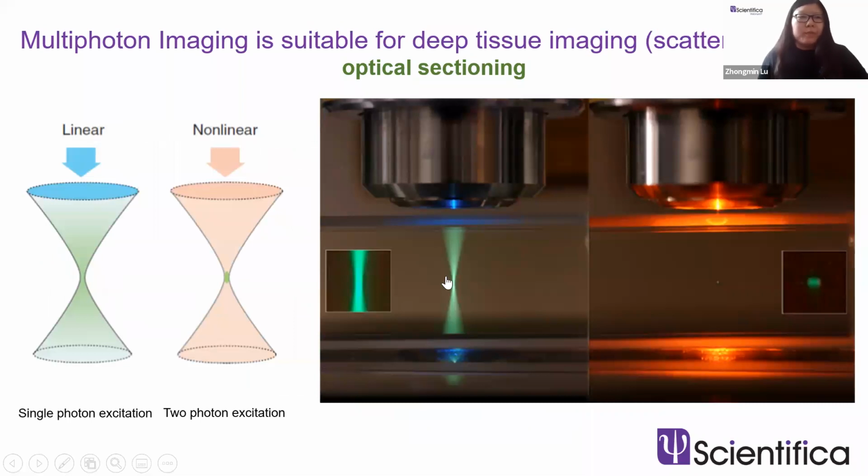Here, I just want to recap what I was just talking about. Single photon excitation is a linear process. And you can see here, when you have the light coming through, it has excitation above and below this focal point. On the contrary, two-photon excitation is very limited, restricted to this focal point. And even with the zoom in, it's a tiny point. And if you scan all over this XY plane, you have true optical sectioning.